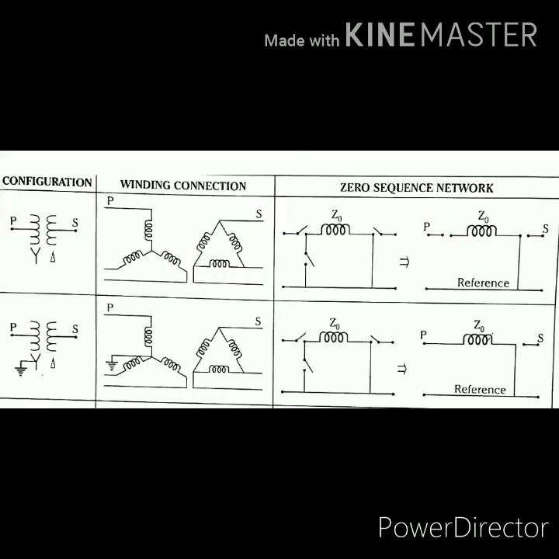Now you see the second one. In the second one, primary is star which is solidly grounded and secondary is delta. So you see the zero sequence network for this. Since it is star with solidly grounded, on the primary side the series switch has to be closed. They have put it open, just close it, and the shunt switch is open. On the secondary side it is delta, so the shunt switch has to be closed and the series switch has to be open. Now we'll take one more example, the last one.